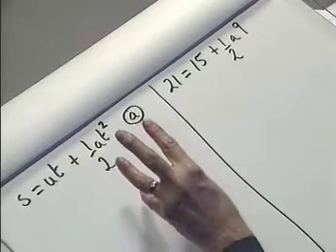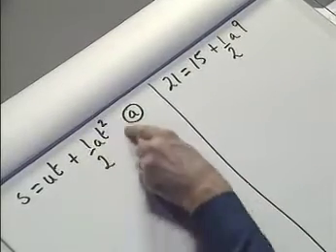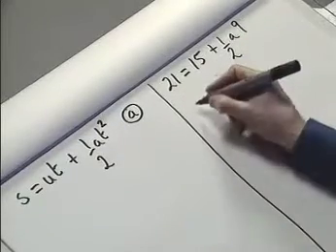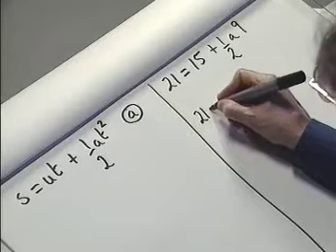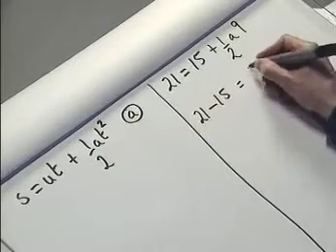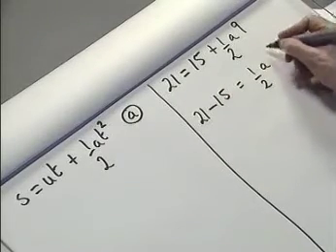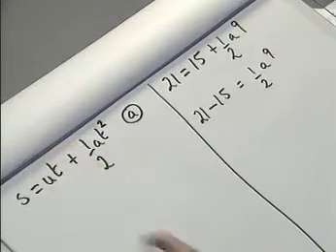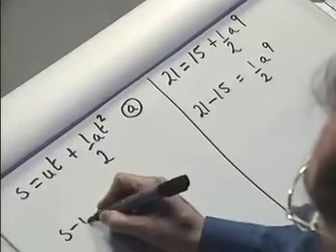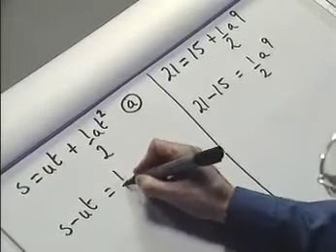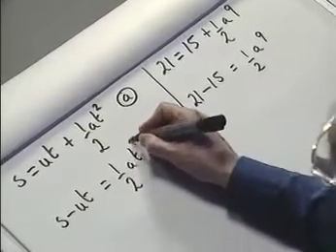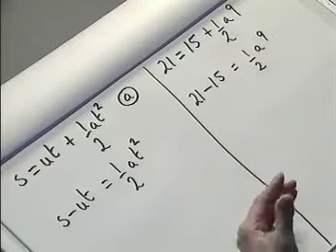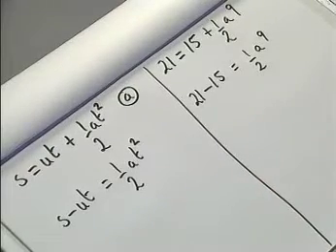First of all, let's isolate the term with the unknown in it. So that's the a term. So let's take 15 away from both sides. So 21 minus 15 is equal to a half of a times 9. So again, let's do that here. Let's take this lump away. s minus ut equals a half a t squared. So again, my first steps are to try and isolate the variable, the term that I'm looking for.